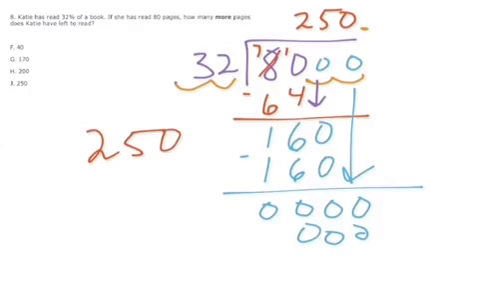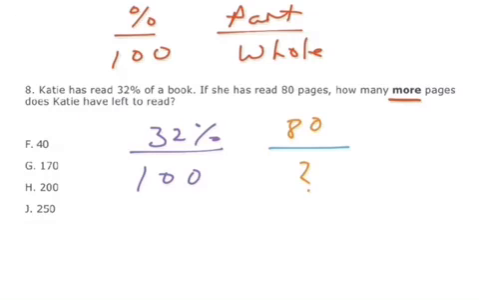Now we have to go back and read this question because it says if Katie has read 32% of a book, if she has read 80 pages, how many more pages does she need to read? They don't want the total number. This represents the total number, 250. The total number of pages in the book is 250. But she's read 80 of them. So how many more does she need to read to get to 250?